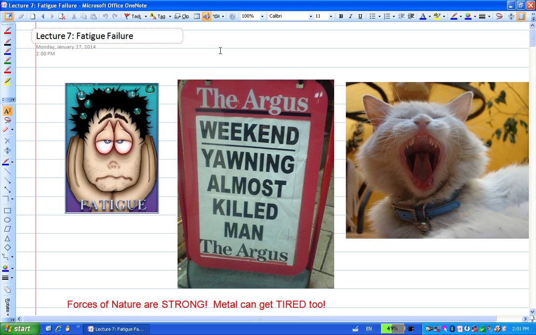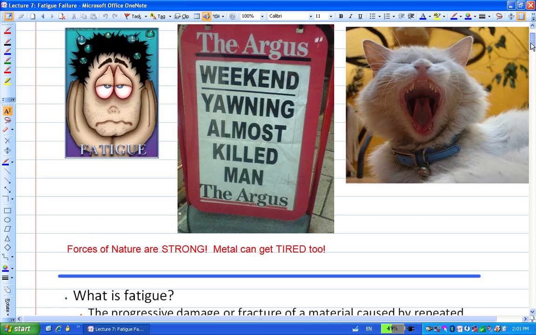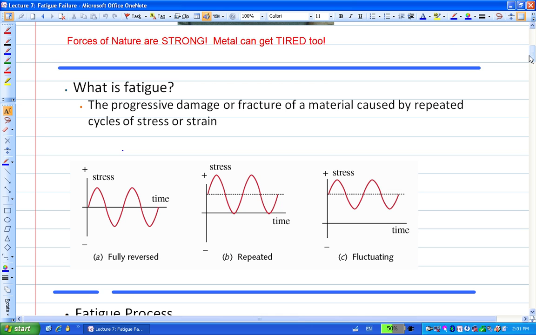Essentially, the force of nature is really strong, so it works on everybody, everything. So the question is, what is fatigue, and what causes fatigue failure? In short, when you see something failed due to fatigue loading, normally that means the thing has been used for a long time, right?